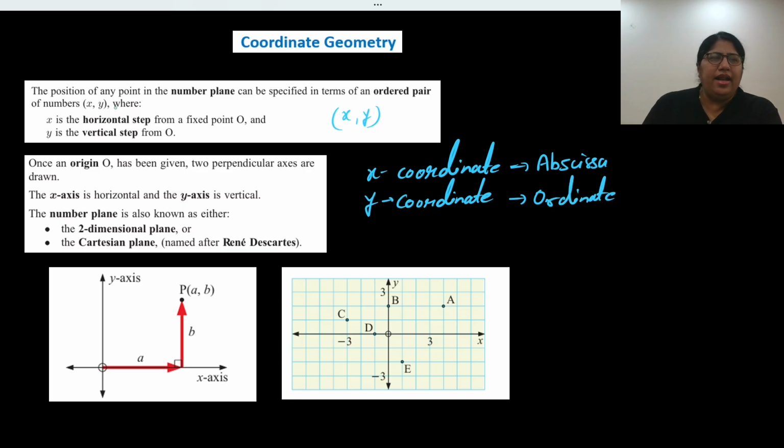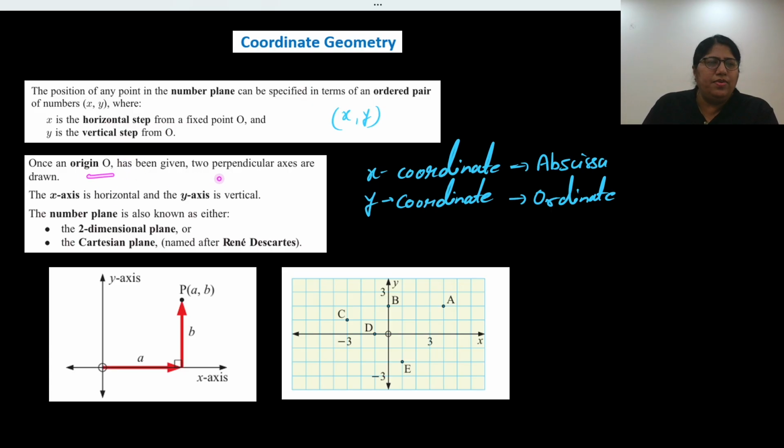Now, whenever you are taking the Cartesian plane, the x-axis is the horizontal line and the y-axis is the vertical line. So any x coordinate represents the horizontal movement, horizontal steps from a fixed point O, which is the origin, and y is the vertical step, that means movement in the y direction, up or down from the origin.